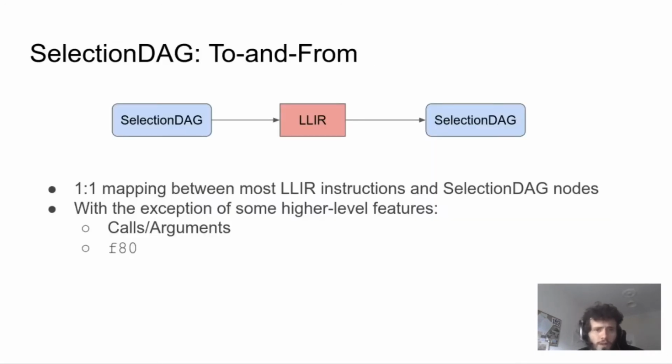Since we cross-compile C to LLIR, we have a mapping from selection DAG to LLIR. In our backend, we map LLIR to selection DAG. Due to this circular dependency, most of the LLIR instructions have a direct correspondent in selection DAG, with the exception of some more complex constructs such as function calls and 80-bit floats.